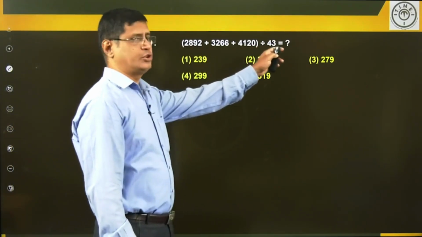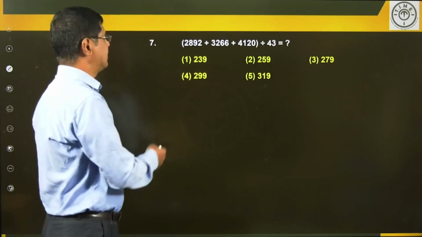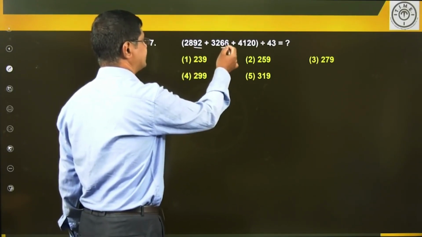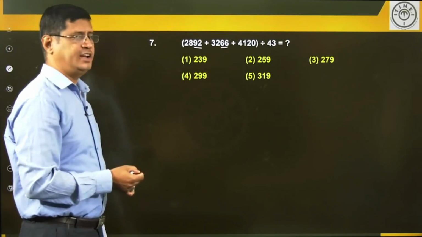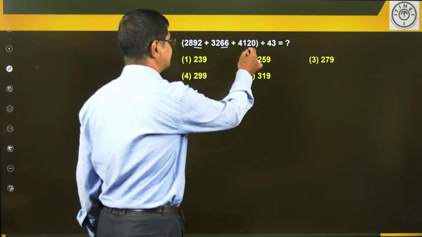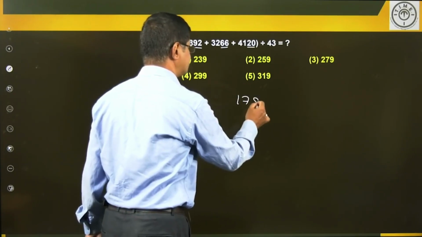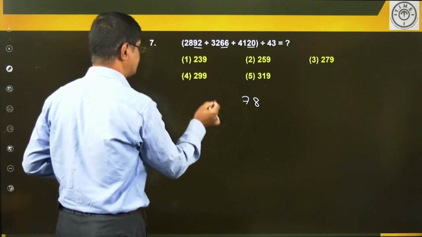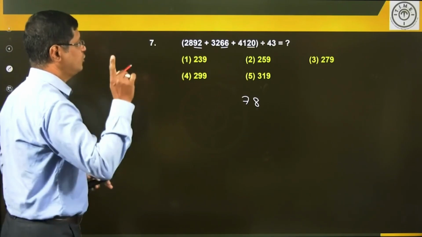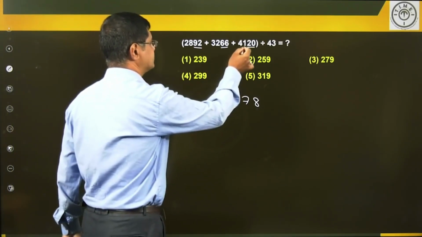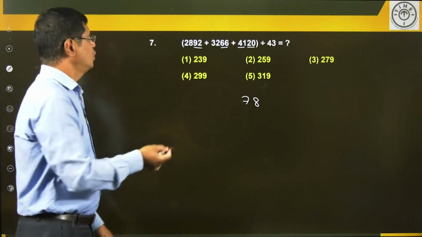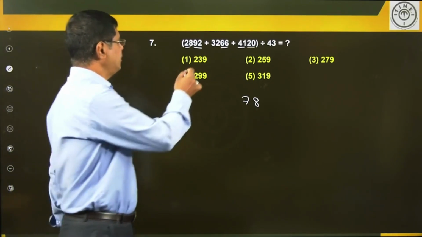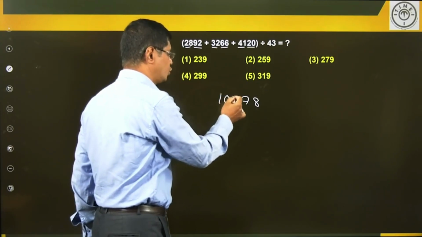The sum of these numbers needs to be divided by 43. How much is the sum of these values? Now just observe. 92 plus 66, it is 158. 158 plus this 178. 178 means I am taking 1 carrying here. So what is the remaining here? 78, 1 carrying. 1 plus 42, that is 42. 42 plus 28, that is 70. 70 plus this value 102.